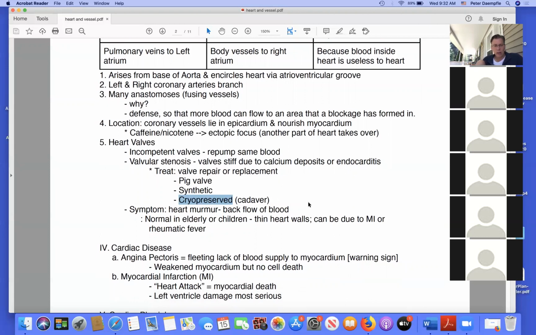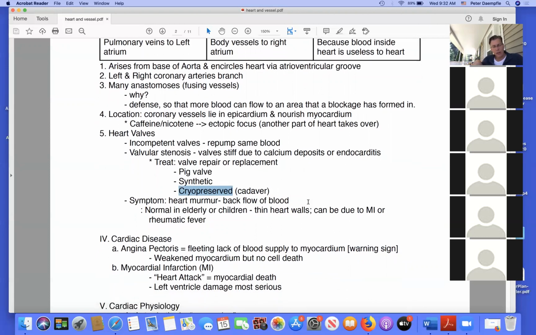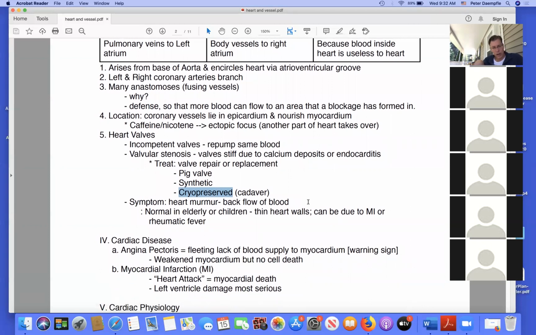So these are leaking valves you can live with for a long time, or sometimes they cause a lot of trouble and they got to be replaced quickly. So it depends on each case.